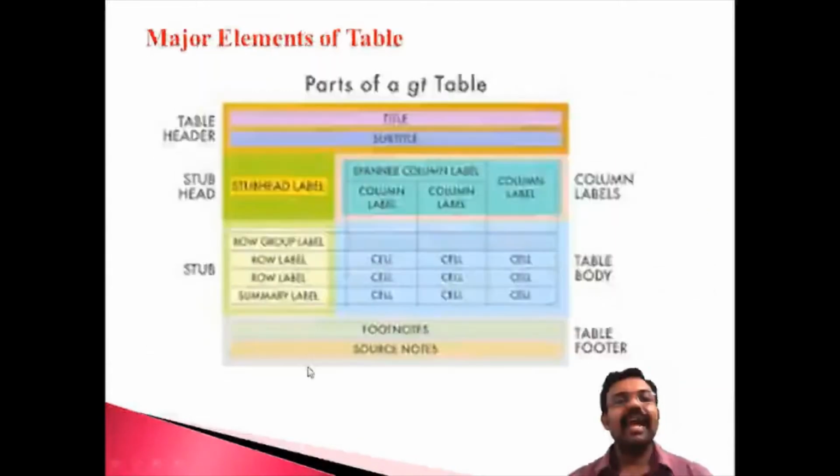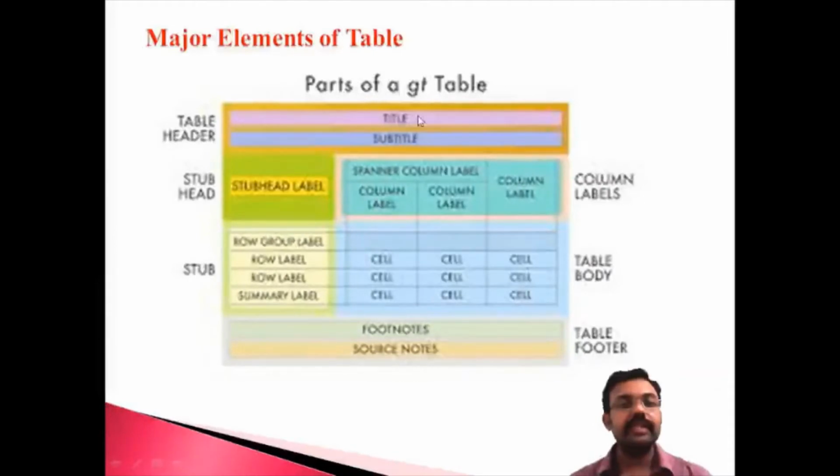Okay, let us discuss what are the major elements or the major parts of the table. We are familiar with the different parts of the table. There is a title, a subtitle, a table header, stub, then stub head and column label, and the table body, the table footer, source note and footnote. These are the essential parts of a good table whenever we construct one.